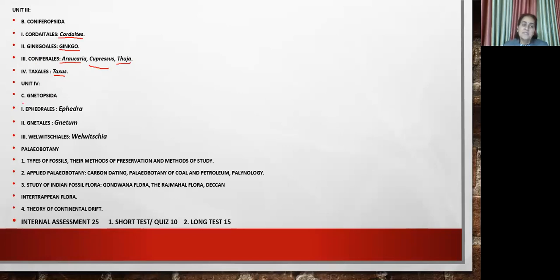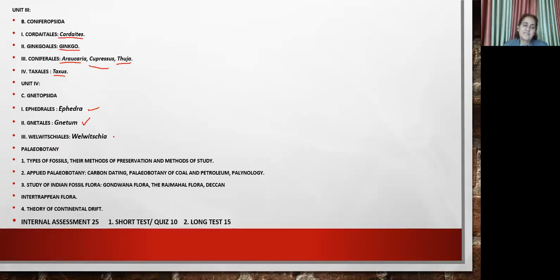Then coming to the third class of the Gymnosperm, that is Gnetopsida, in which you have to study the first order Ephedrales. The genus is Ephedra. I think you must have studied Ephedra in graduation also. So it is not difficult, you can revise that here. Then Gnetales, second order. In this you have to study Gnetum. It is a highly evolved genus, the full group is called the evolved group of Gymnosperm, because many characters of this class are similar to angiospermic plants.